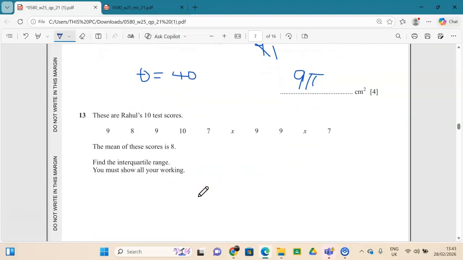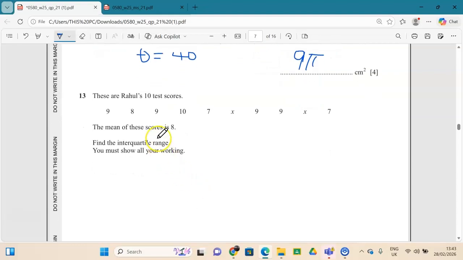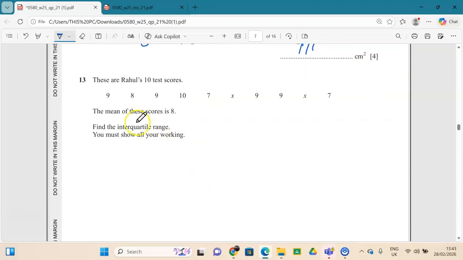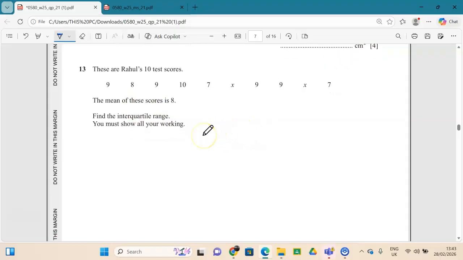Alright, we move to the next question. Say these are Rahul's 10 test scores: 9, 8, 9, 8, 7, x, 9, x, and 7. The mean of the scores is 8, find the interquartile range. You must show all your work. So we need to first of all find the value of x. If we don't find the value of x, we'll not be able to find the interquartile range.